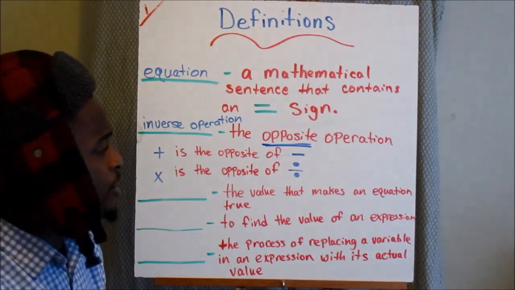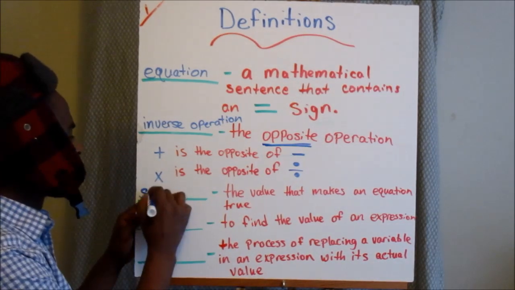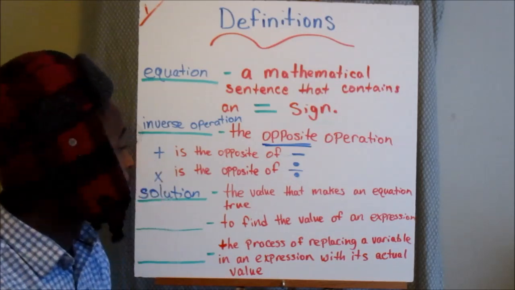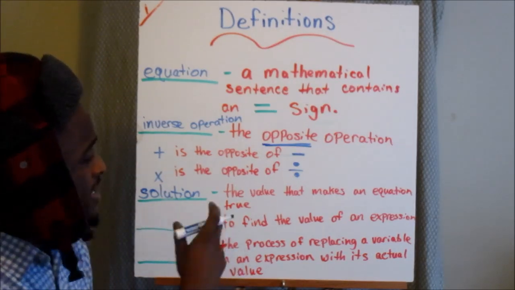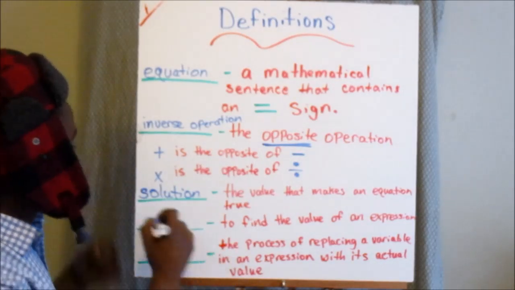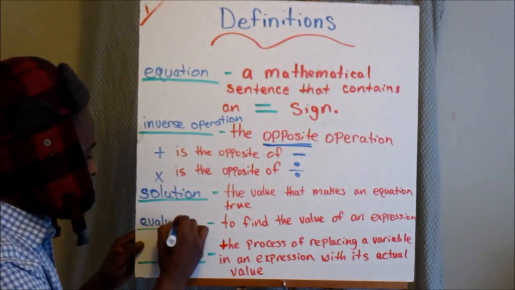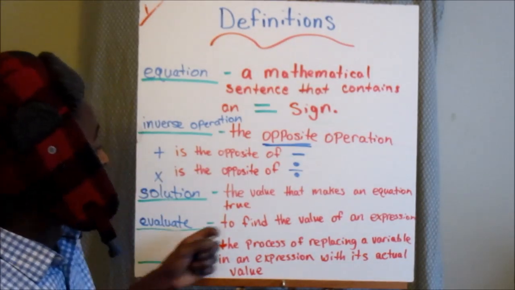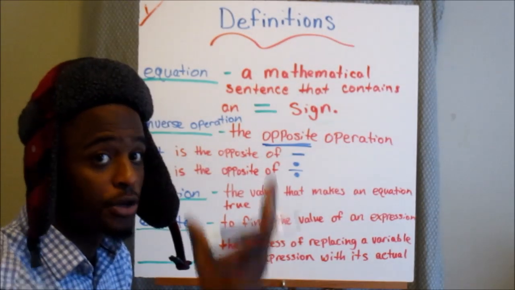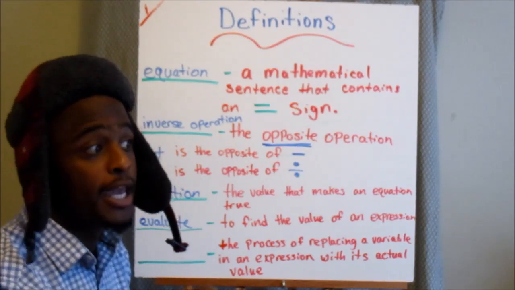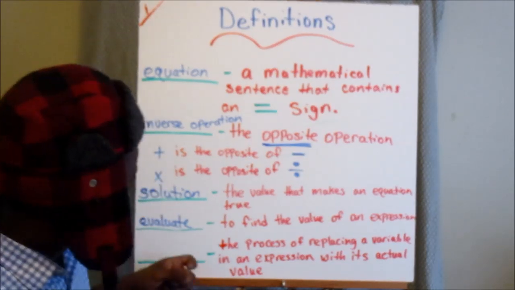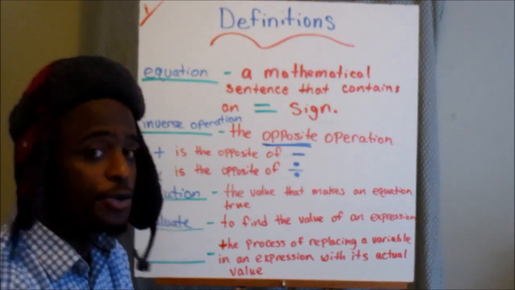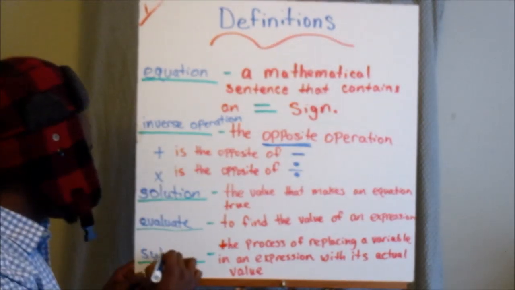The value that makes an equation true, we call that a solution, or the answer to the problem. You're going to hear Ms. Juhan and me use that word a lot, solution. To find the value of an expression, we say it's to evaluate. A lot of times we're going to be evaluating expressions. That is when we find the value of that expression. We narrow it down to the simplest terms, and most times it's going to be one number. And the last one is the process of replacing a variable in an expression with its actual value. We call that substitution.